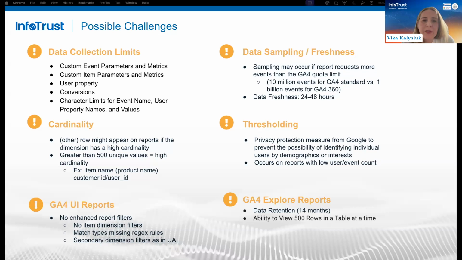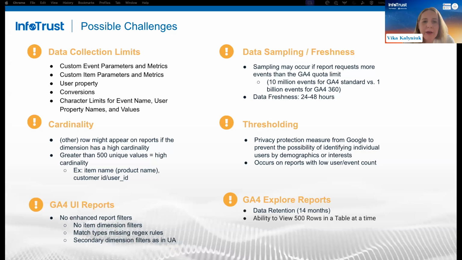And usually what it means is that, for example, if the limit of the table is 500 and you have 550 rows of data, then usually what is done is that the last 50 rows of data will be grouped under "other". So this kind of explains how the "other" row actually appears.